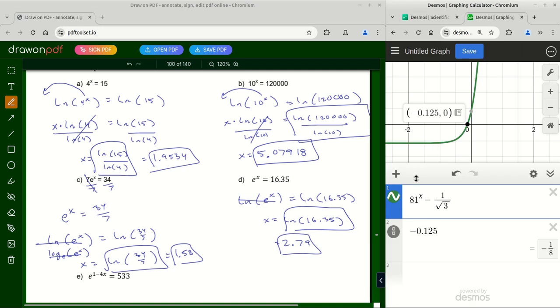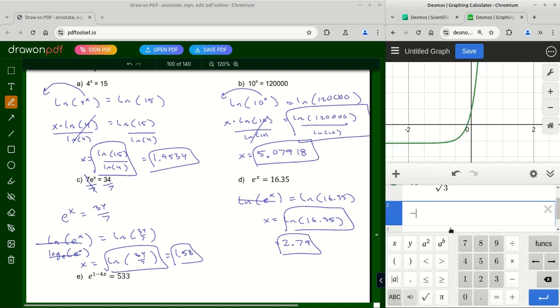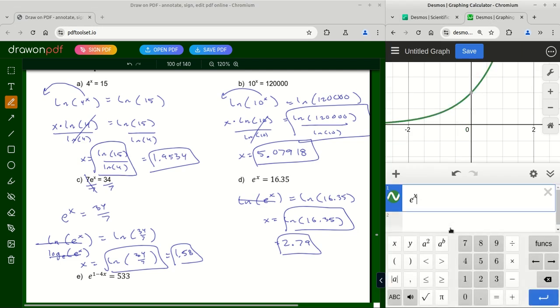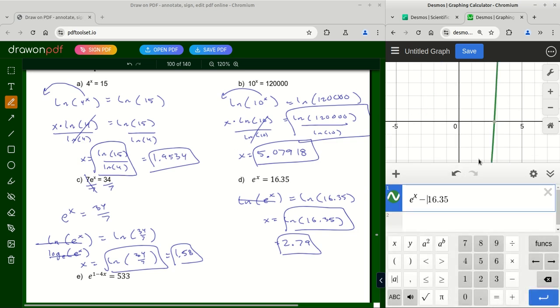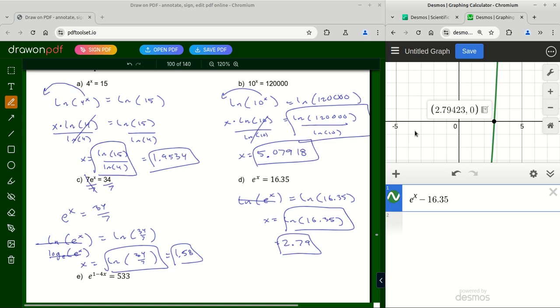For an example, let's just do that last one. I'll show you. So I got e power x is equal to 16.35. And for one, I just don't see anything. Oh, there it is. I can't click it, so I changed the equals to a minus. And yay, I got the decimal. I got part B. Yay!